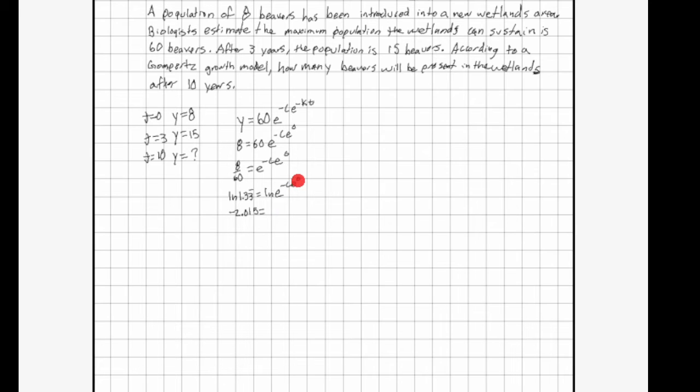And e to the power of 0 is just 1. So 1 times negative c is just negative c. So we've just got negative c right there. And then because it's negative c, we just change the sign over here to get the c. So c equals 2.015.